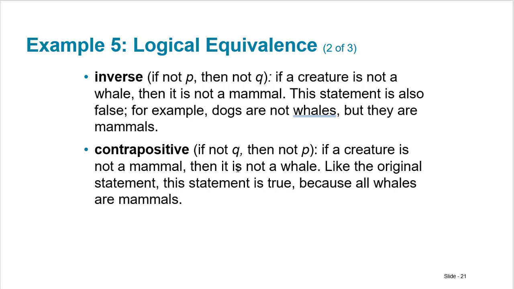And then the contrapositive says, if not Q, then not P. And remember, now we've got to do the negation of the second part. So if a creature is not a mammal, then it is not a whale. And like the original statement, this is true because whales are mammals. And if you're not a mammal, you can't be a whale. So that's the idea of when you negate both things, you get back to the original value of it being true or it being false.